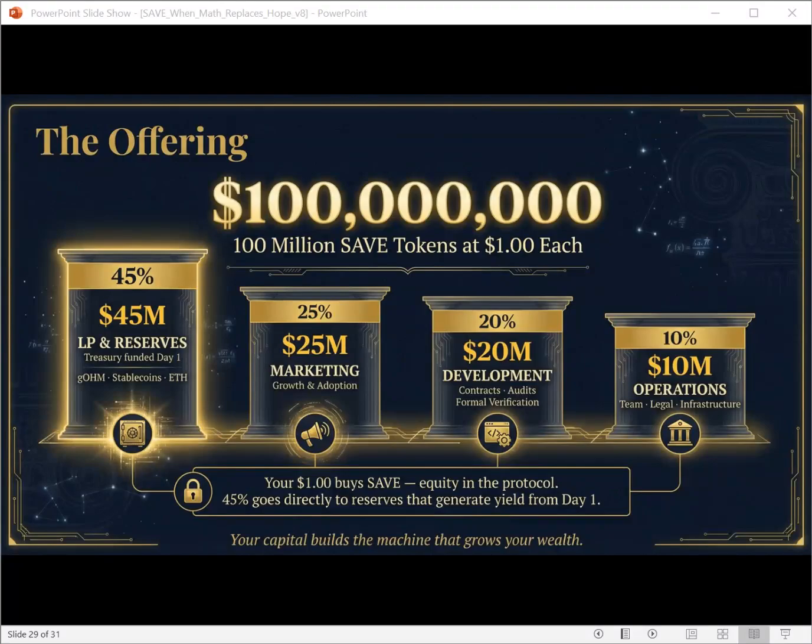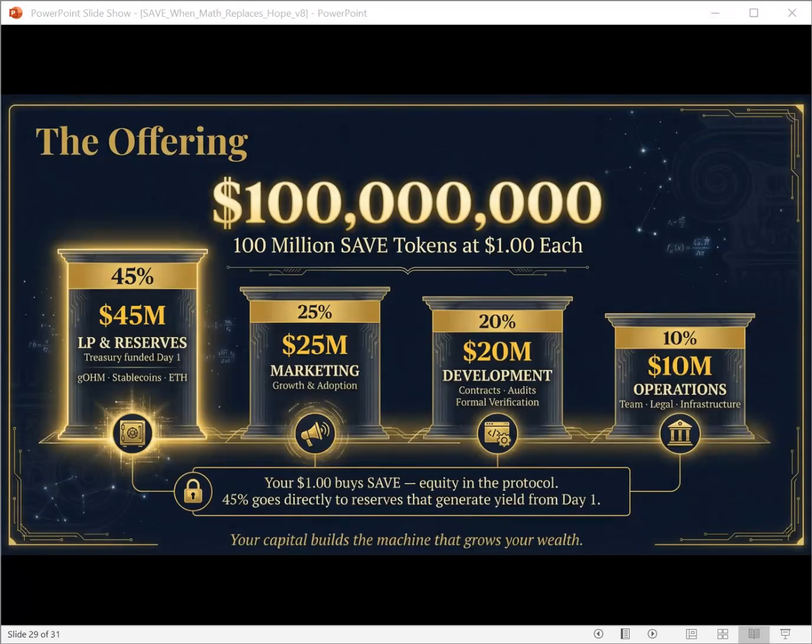This is the machine. The deeper the reserves, the stronger the NAV defense, the more robust the price floor, and the more revenue the engine generates. And 25% of it will be set aside for marketing and growth: user acquisition, partnerships, exchange listings, and ecosystem development. We currently have 10,000 organic users as a proof of concept. This is the fuel to scale.